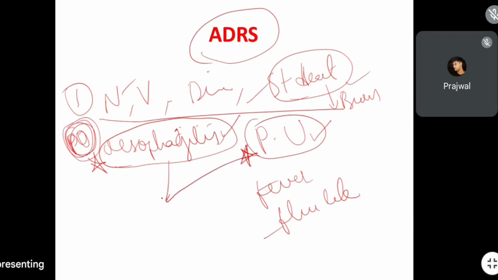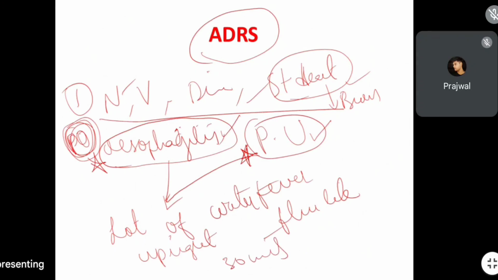of these adverse effects are decreased by advising the patient to drink a lot of water. We have to advise the patient with a lot of water, and we have to make the patient remain in an upright position for at least 30 minutes. Clear? So esophagitis is very common, peptic ulcer is very common, and to overcome these adverse effects, we give a lot of water to the patient, and after taking the tablet, we make the patient remain upright for 30 minutes. Very important point about bisphosphonates.